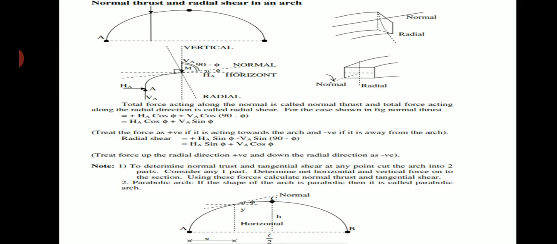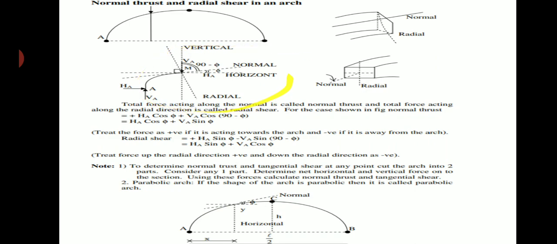The total force acting along the direction of the arch rib is called the normal thrust. You can see this sketch here: along the direction of the arch rib itself, there is a dotted line, which is the representation of the normal thrust.